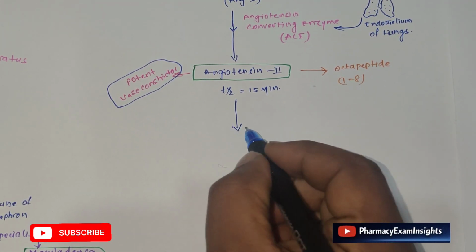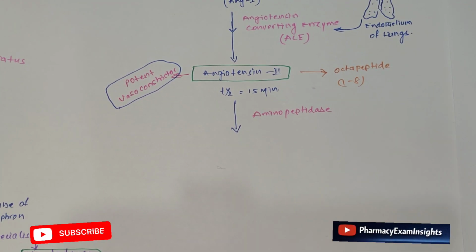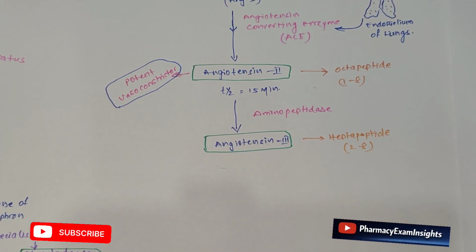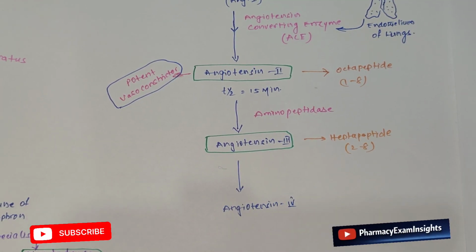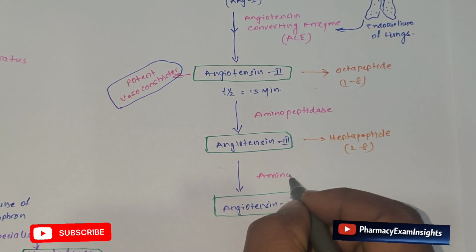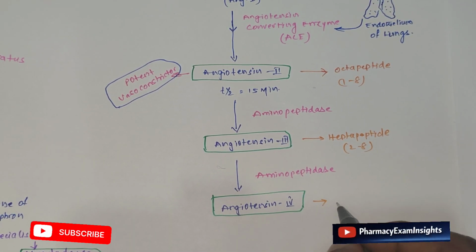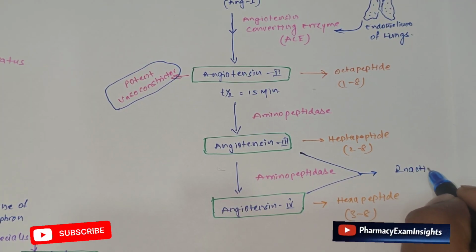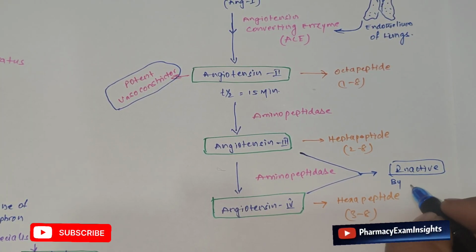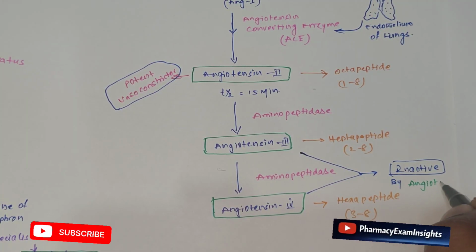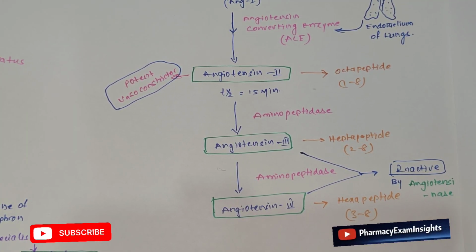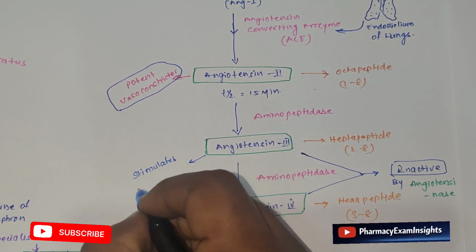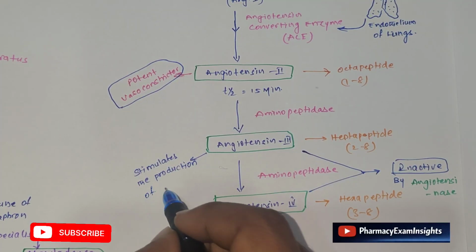This angiotensin 2 will be converted into angiotensin 3 due to aminopeptidase. Angiotensin 3 is a heptapeptide. Again, this angiotensin 3 will be converted into angiotensin 4 by the aminopeptidase. Angiotensin 4 is a hexapeptide. Both angiotensin 3 and angiotensin 4 will be inactivated by the angiotensinase enzyme. Angiotensin 3 stimulates aldosterone secretion.